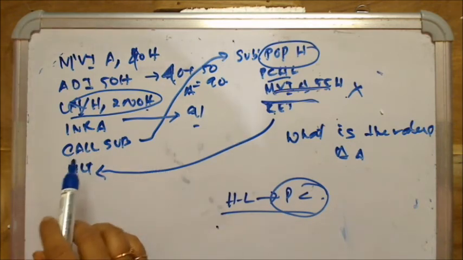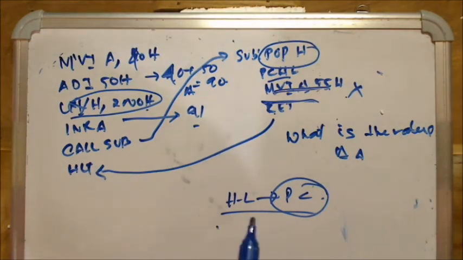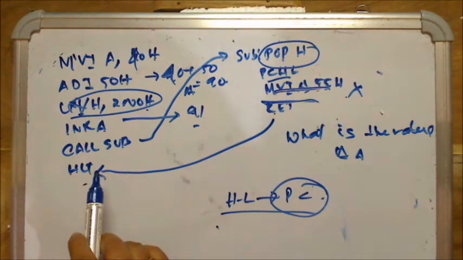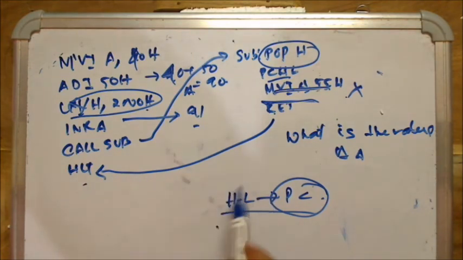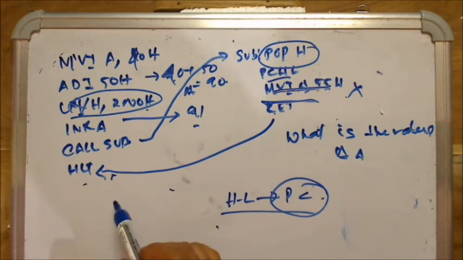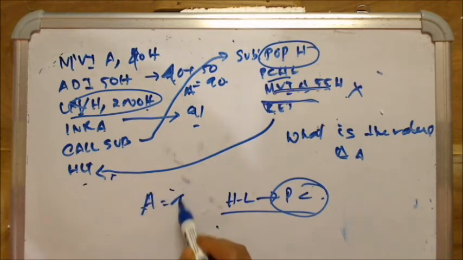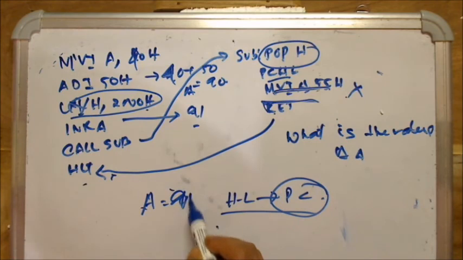Understood? Now PC gets the address of the next instruction. That means it will directly come to HALT. MVI A,55H and return will never be executed. Okay, did you understand? Now what was the last value of A? 91. So the value of A is 91.